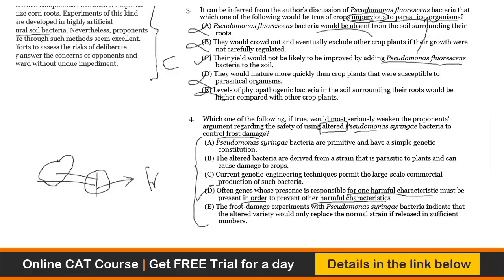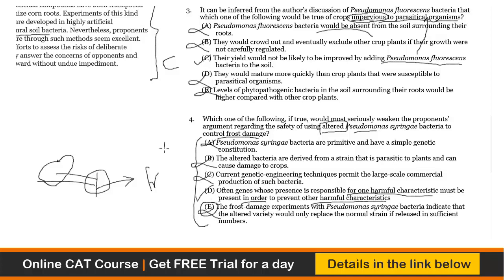So the argument is pertaining to the benefit. A says Pseudomonas are primitive. No problem, they can still be useful, and the argument is still valid. The altered bacteria are derived from a strain, they can be derived from anywhere, but the altered is not harmful. As long as it is not harmful, it's a good thing. Current genetic engineering techniques permit large-scale commercial production. So if they are permitting large-scale commercial production, it's a good idea. As long as it is not harmful, you can go for large-scale production. So this is positive. So how are we weakening? E is talking positively about the altered Pseudomonas.